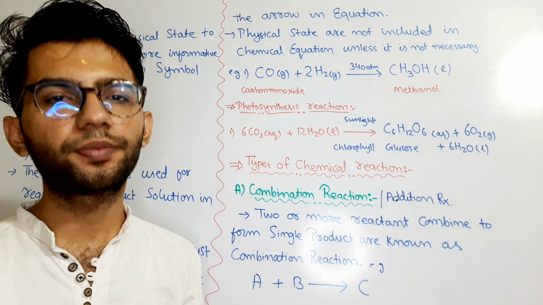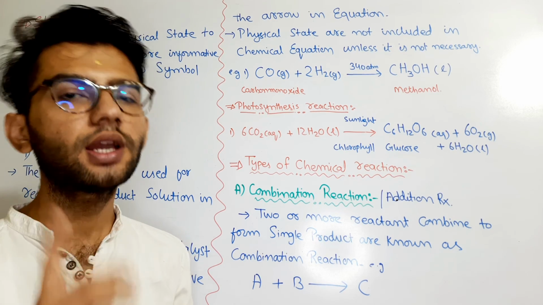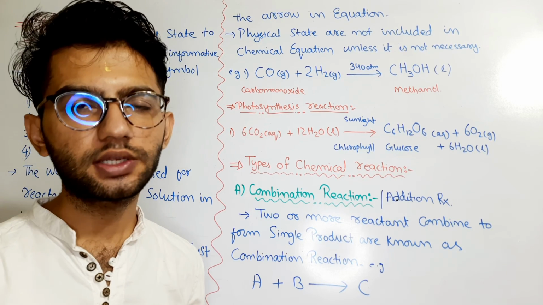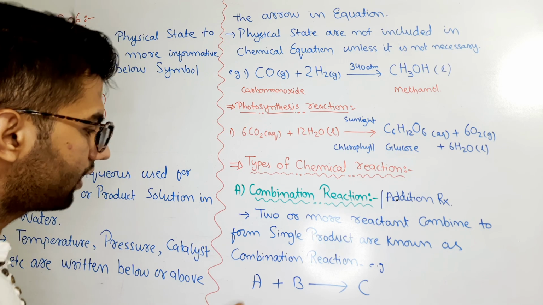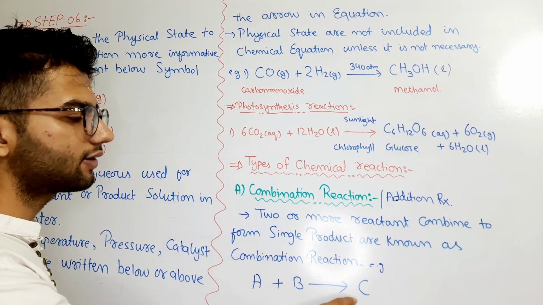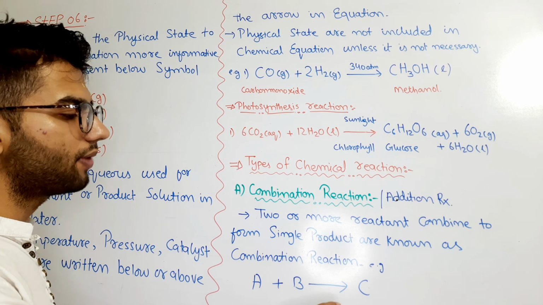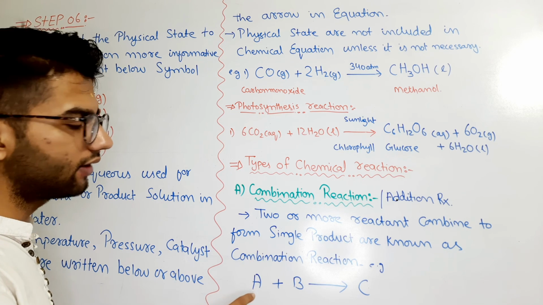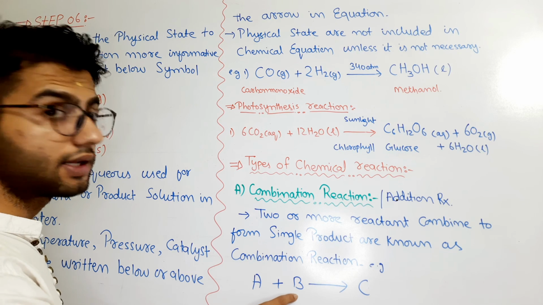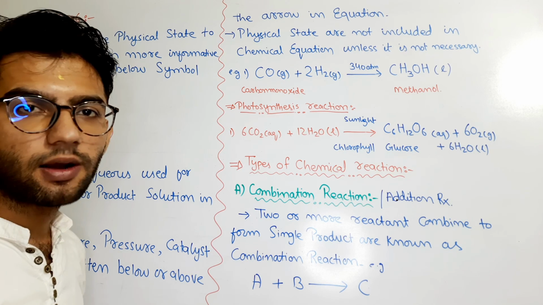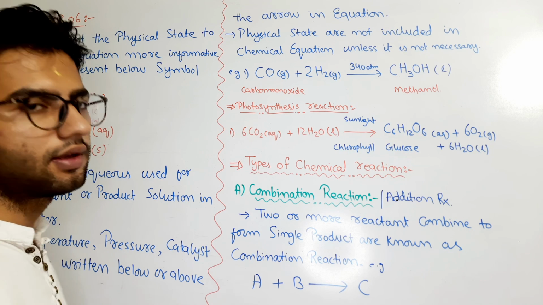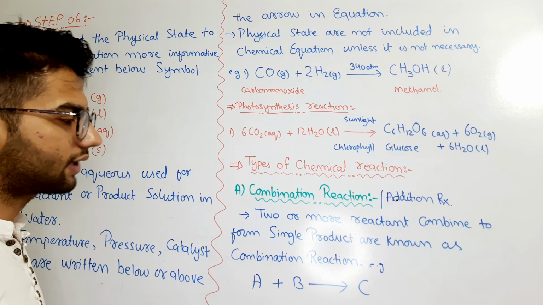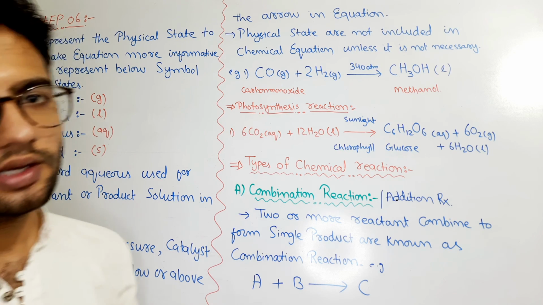When two or more reactants combine to form a single product, that type of reaction is known as the combination reaction. As I have given the example, when A reacts with B, it will form C. Hence it is known as a combination reaction. Here are two reactants. One reactant is A and another reactant is B. When they combine, they form a single product, C.